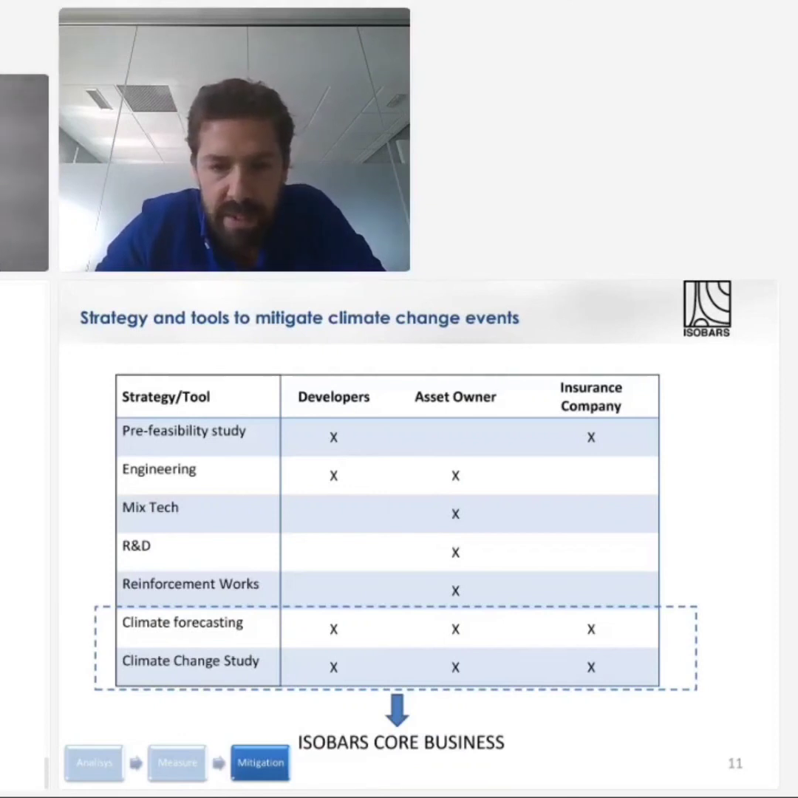And as you can see in this chart, the climate forecasting and the climate change study is transversal for the three of them. It is something they have to take into account in all of their studies along the life of the asset. So that's the core business of ISOBAR. That is so important in order to introduce these studies in every stage of the asset.